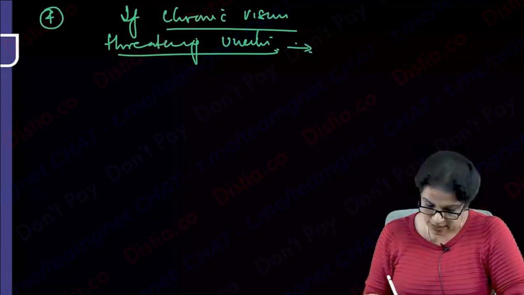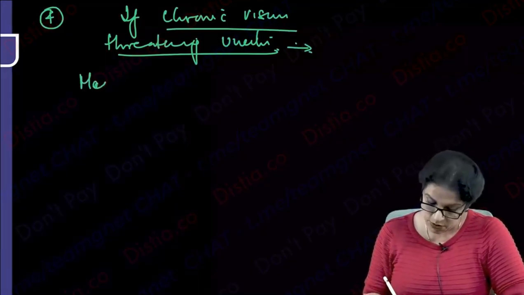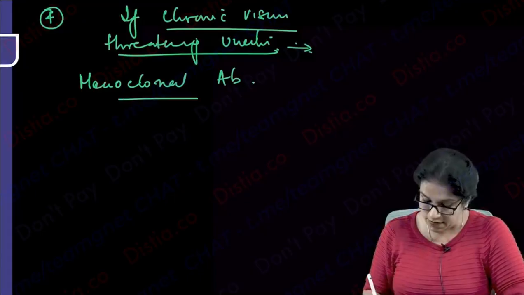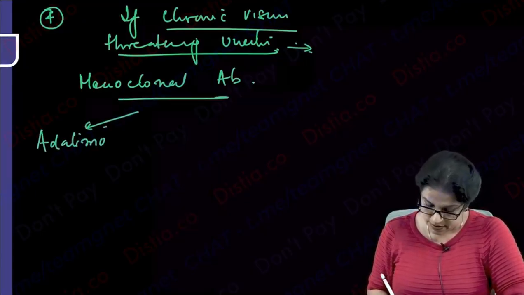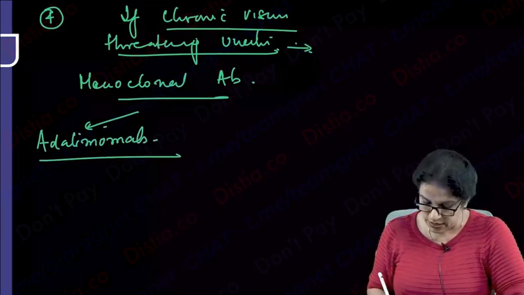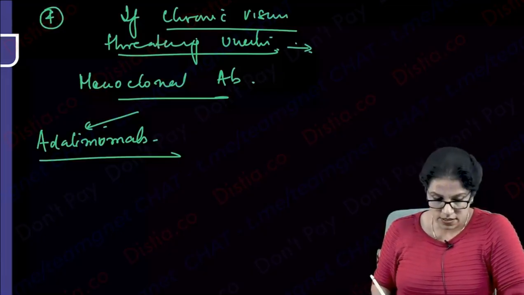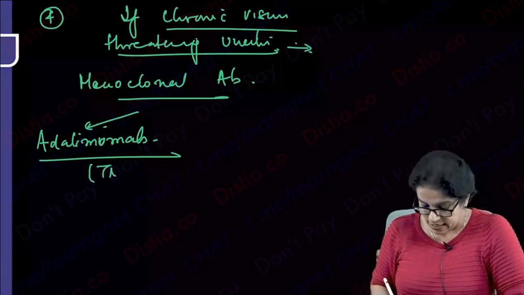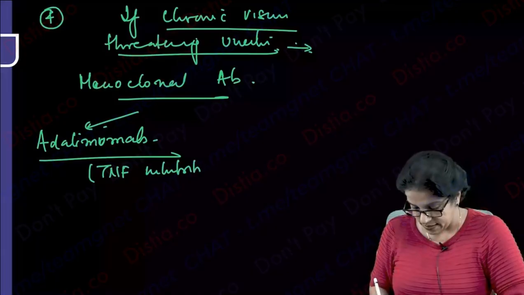And very important names that, so what are the monoclonal? They are biological blockers. So monoclonal antibodies that you have to know is, one is adalimumab. It has got good results, adalimumab. Right? So this is actually a TNF inhibitor, tumor necrosis factor inhibitor.